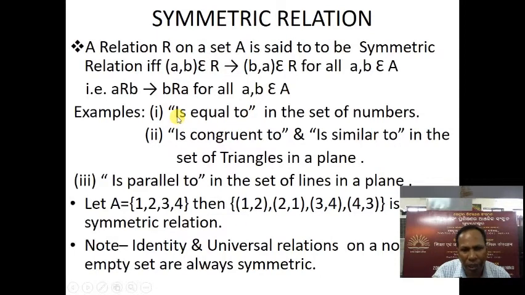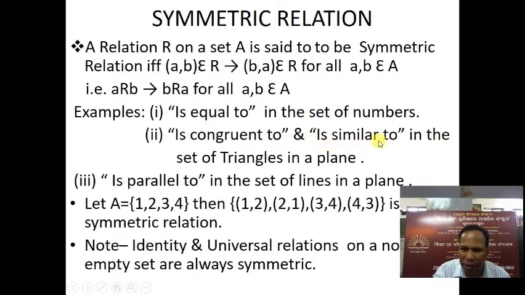Now some practical examples, like "is equal to". Let us say the number x is equal to number y. So definitely number y is equal to number x. That means x is related to y in the same way as y is related to x. So ordered pair (x, y) belongs to R means ordered pair (y, x) also belongs to R. So the relation "is equal to" is a symmetric relation. Similarly, the relation "is congruent to" in the set of triangles in a plane. Suppose we say triangle T1 is congruent to triangle T2. So T2 must be congruent to T1. So the relation is symmetric in nature.